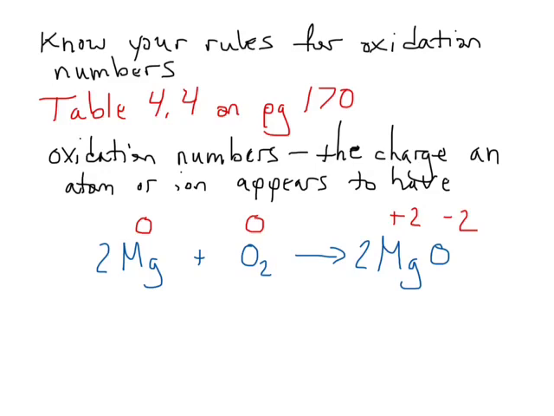Now, we would identify this as a redox reaction because we see magnesium has an oxidation number of 0, and now it has an oxidation number of positive 2. So its oxidation number changed. Something happened to it as it went from 0 to positive 2. Likewise, oxygen started at 0, and it changed to a negative 2. As long as an oxidation number changes, it should be classified as a redox reaction. Now let's take a look at what happened to each one.